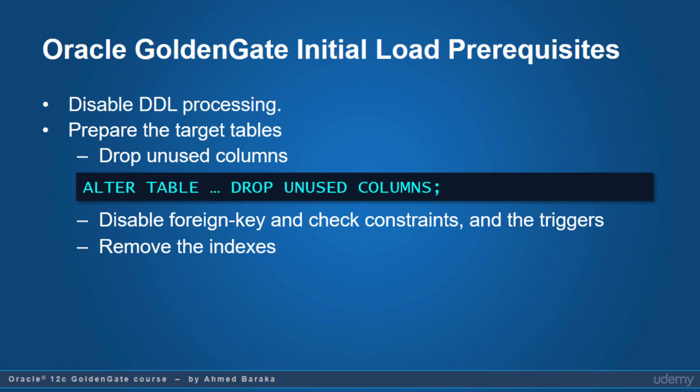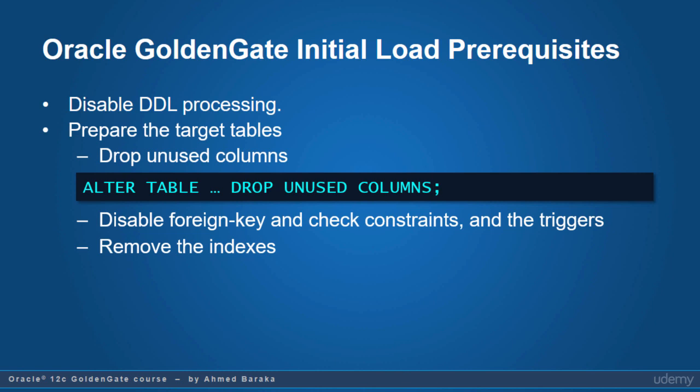Second, it is advisable to perform some actions on the target tables. If your source tables are in an Oracle database and have unused columns, drop them before you proceed with Golden Gate initial load. It is also recommended to disable the foreign key and check constraints and the triggers. Foreign key constraints can cause errors, and check constraints can slow down the loading process. You can reactivate those constraints after the initial load is successfully finished.